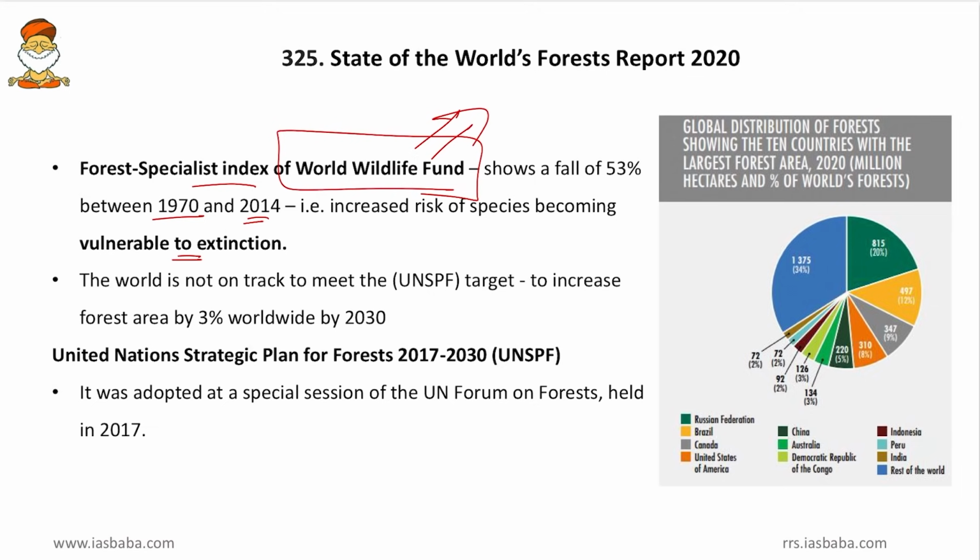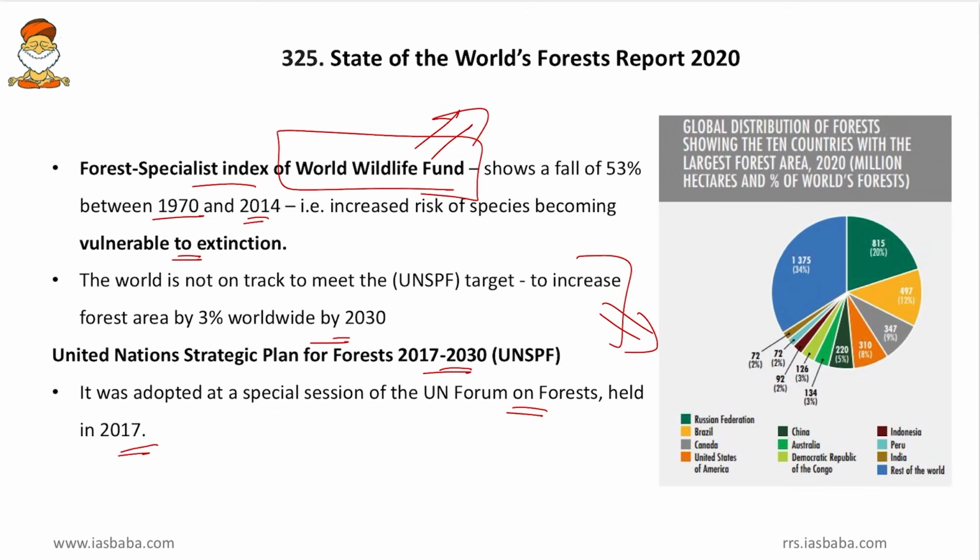Then the world is not on track to meet the United Nations Strategic Plan for Forests targets, that is, to increase the forest cover by 3% worldwide by 2030. So by going with this SOFO report, we will not be able to fulfill these targets. So what are these targets, friends? The United Nations Strategic Plan for Forests 2017 to 2030 was adopted at a special session of the UN Forum on Forests held in 2017.